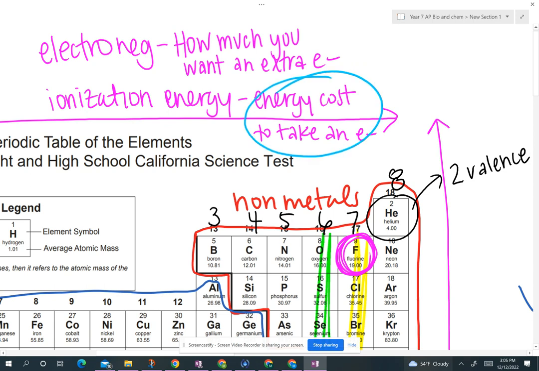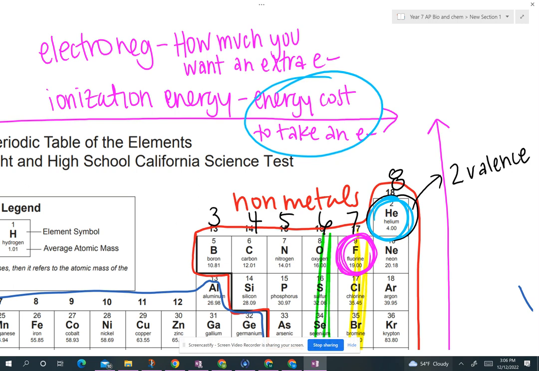So if I were to take an electron away, I'm going to look at what's going to cost me the most to start plucking off electrons. And you'll see it's up in that corner with helium. So you will see that helium and the noble gases do count in this ionization energy trend.